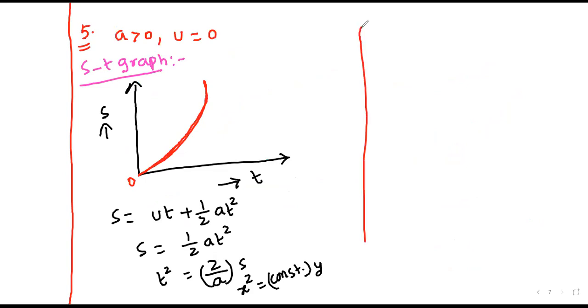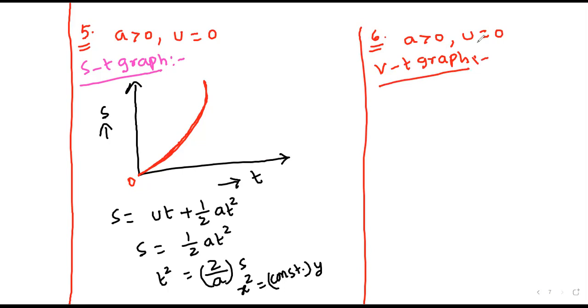Fine. Next one, it is VT graph. That is acceleration is greater than 0 and initial velocity equal to 0. That is VT graph. This is the time, and here it is velocity.